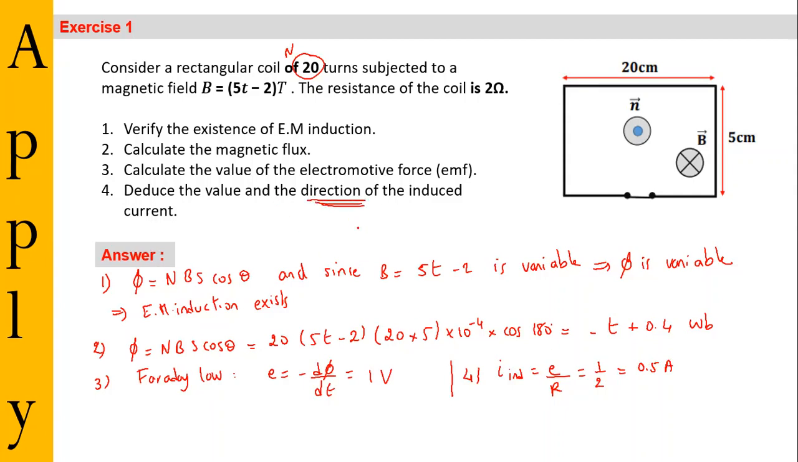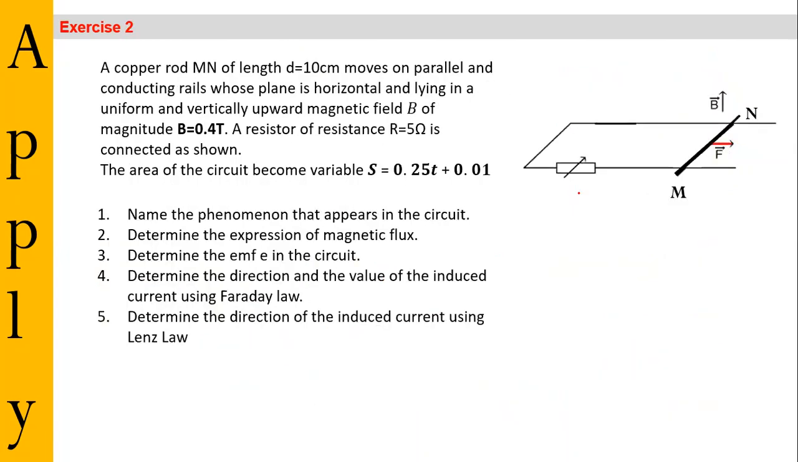And I want to find the direction now. I notice that I is positive. So in this case, I induced has the same direction as the positive chosen. What is the direction of the positive chosen? If we look here, the normal is outside. This means this is the positive direction chosen, and the current has the same direction, so this will be I induced. This is the direction.